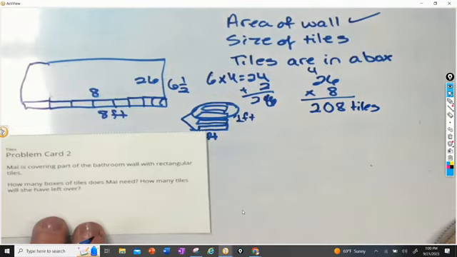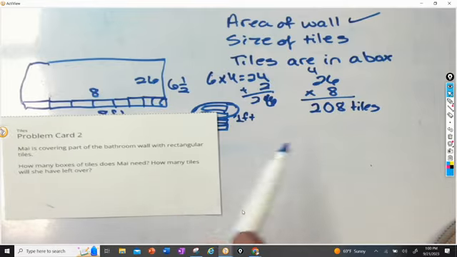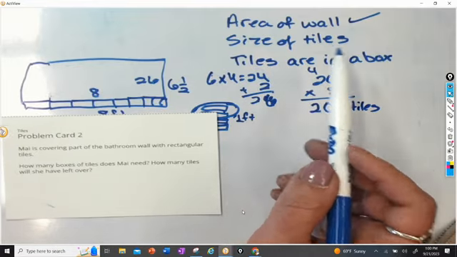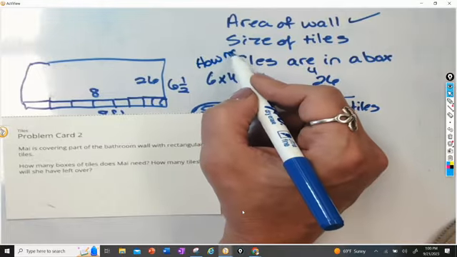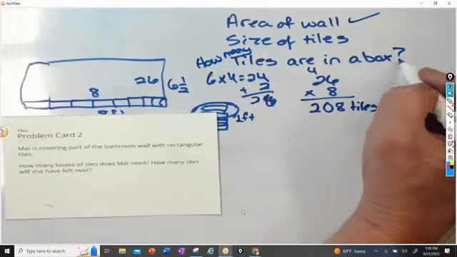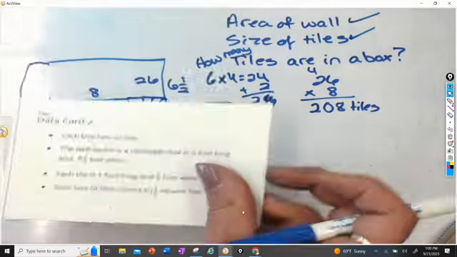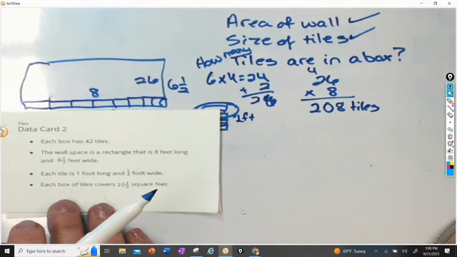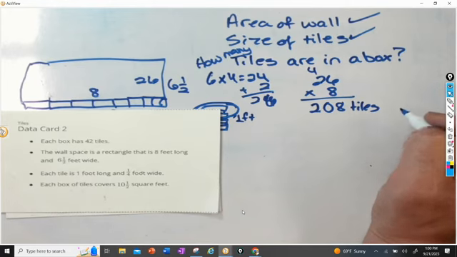So if I go back over here to look at what they asked, how many boxes of tiles will I need? Well, that means I'm going to need to know how many tiles are in each box. I didn't write that down right. How many tiles are in each box? So that's where I'm going to ask my friend how many tiles are in each box. And when I look at the data card, I see that there are 42 tiles in each box.